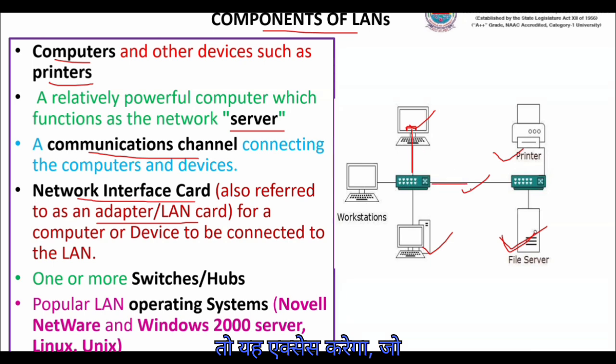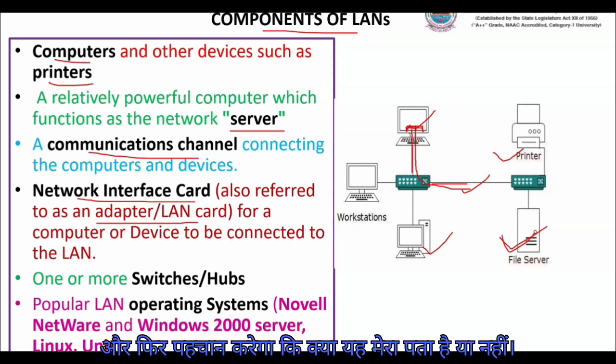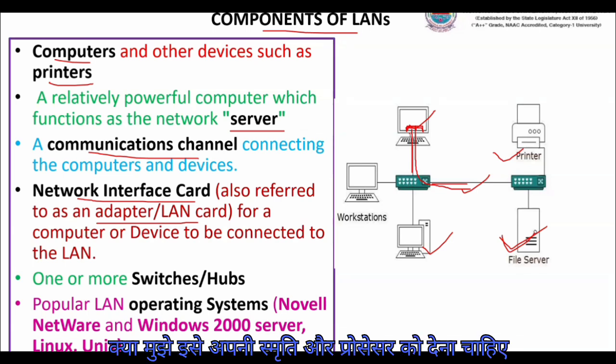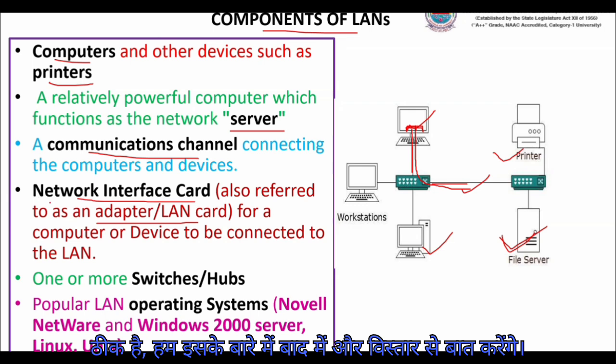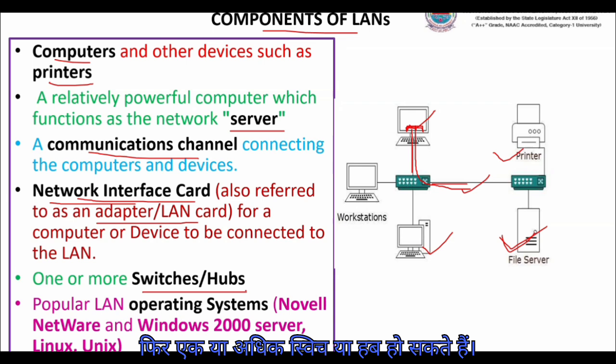The cable is connected here, and the signals going through the cable, who will receive them here? The interface made here: who is going to access, which is going to have the receiving of the signals and then identifying whether this is my address or not. Should I process it? Should I give it to my memory and my processor for processing it? That will be done by the network interface card. We'll talk about this in more detail later on also.